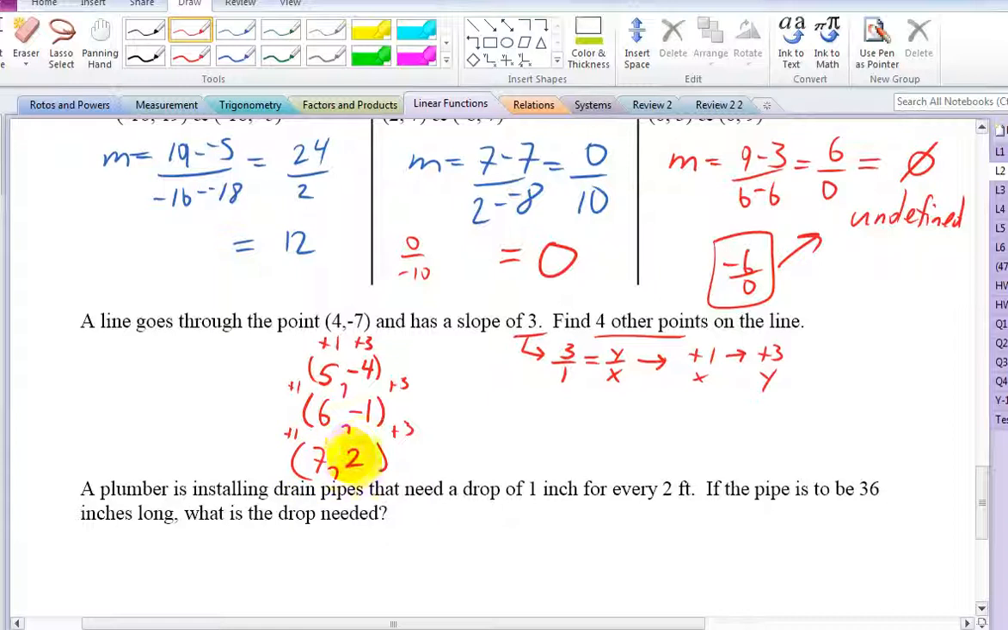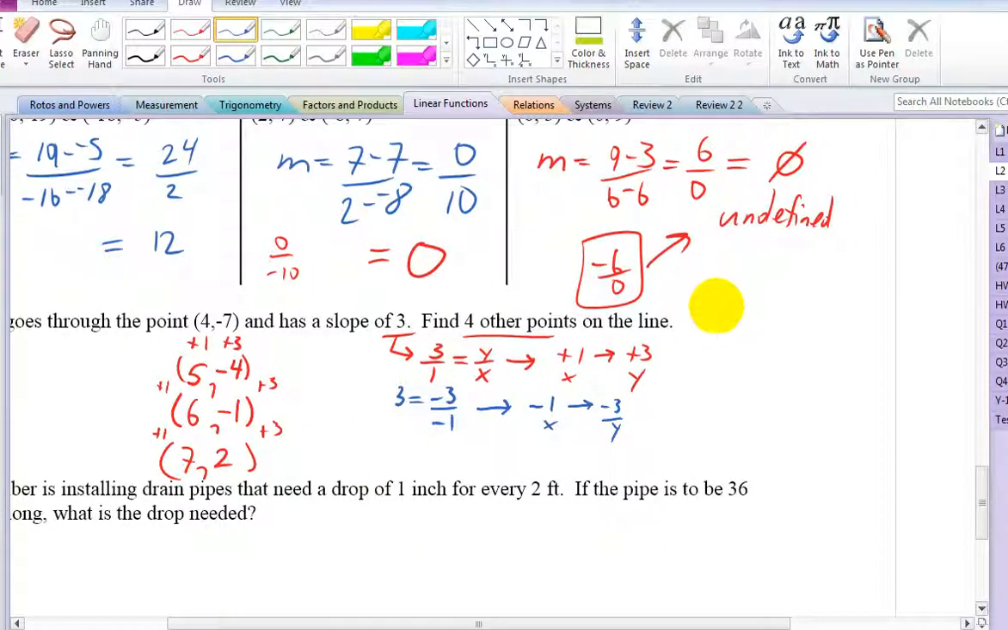Seven and 2. So we could do it one more time, could we not? Yeah, easily. But remember the negative signs? We can also count in the other direction. So we can also say 3 equals -3 over -1. So what that means is that you have a change of -1 on your x and a -3 on your y. So I'm going to do that in blue over here.